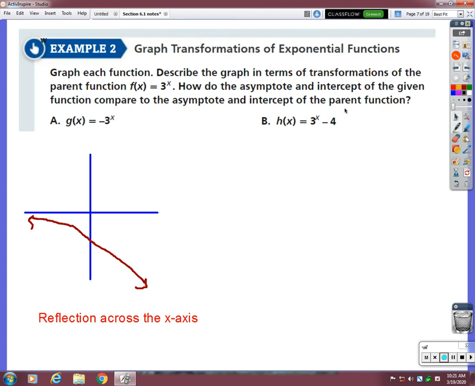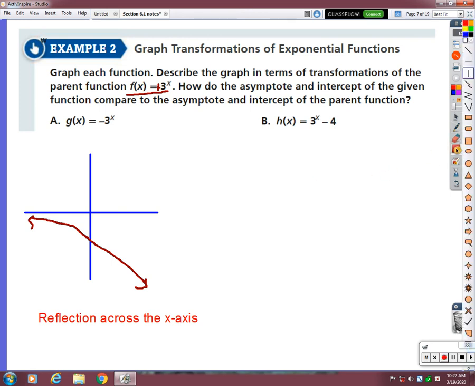This is the parent function right here, so what we're doing is we're starting with y equals 3 to the x and messing around with that. And then the intercepts, so the intercept of the original function would be 1, because there's a 1 there that we just don't write, but you always assume that it's there. So in this case, there would be a 1 in front of here also, but because of a negative, that would switch the y-intercept to be -1, okay?